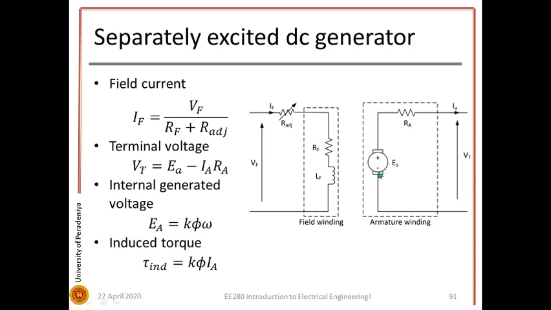Once you have the internally generated voltage, the terminal voltage is Vt = EA - IA RA. You can see EA is now larger than the terminal voltage Vt. The induced torque of the machine is equal to K phi IA.